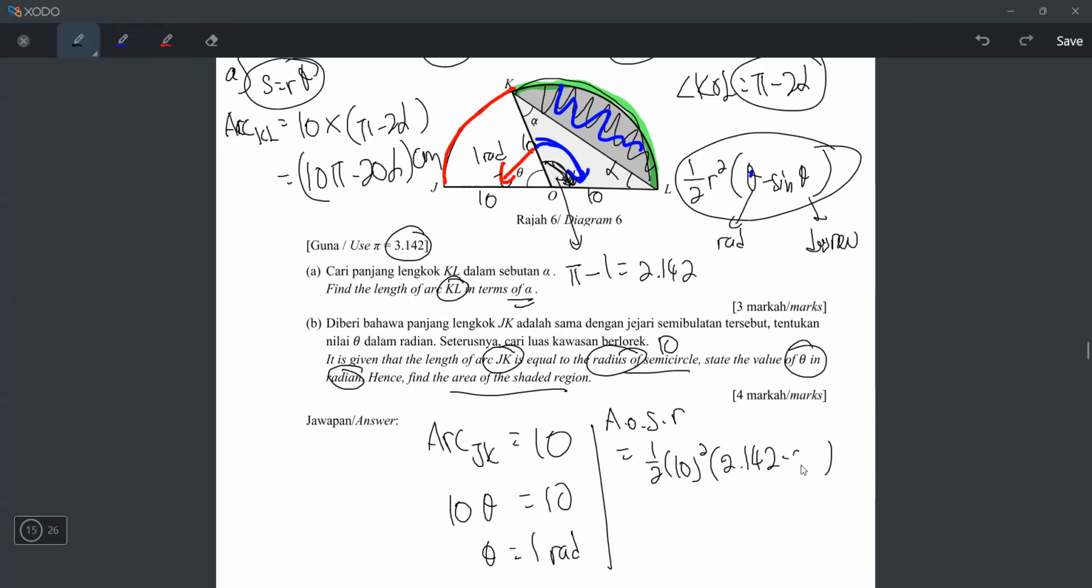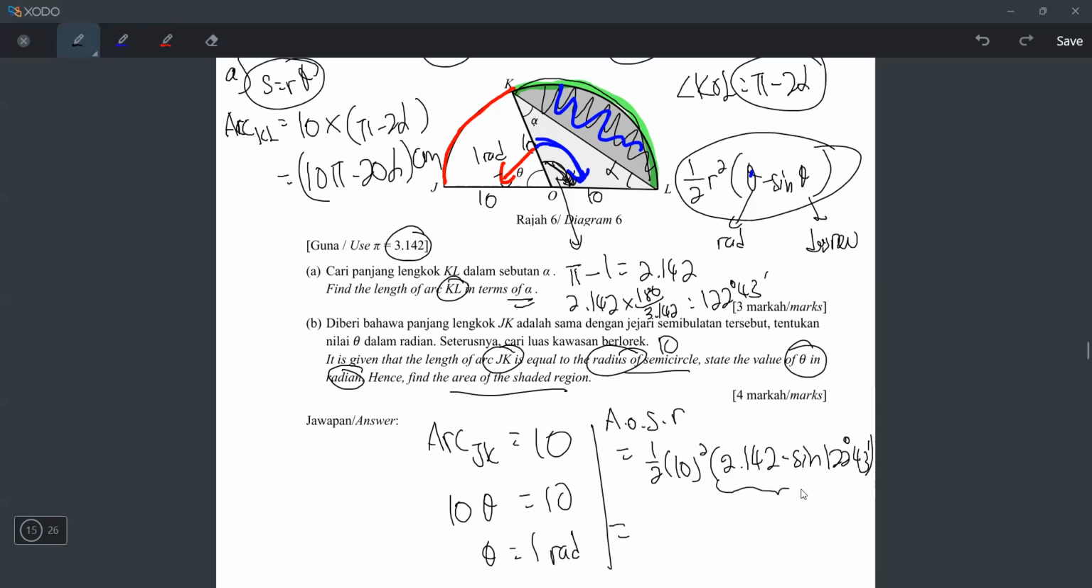But then I have to minus with sine theta, and this theta has to be in degree. So how to change to degree? Just take 2.142 times 180 divide pi, which is 3.142, and then press this and get in degree minute. So let's press 2.142 times 180 divide 3.142. So I get 122 degrees 42 minutes. Sorry, 43 minutes. 122 degrees 43 minutes. I always ask my students to write in degree minute. So like this.